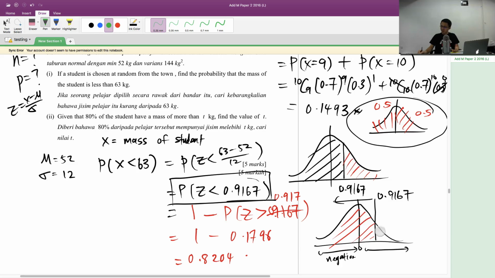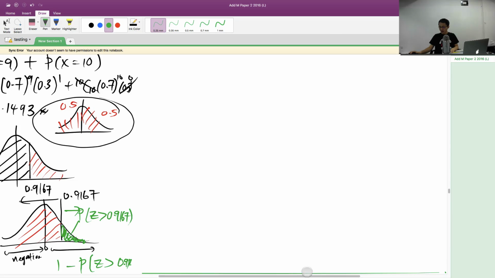So if the whole bell shape minus the green color part, actually you can get the red color part, isn't it? This is the logic. So the whole part I know is 1. In order to minus the green color part, I have to think how should I call the green color part here. Because if this line itself is 0.9167, I will say z is bigger than 0.9167. So that means 1 has to minus this thing, because it goes this direction, so it's bigger than 0.9167. Then you should be able to get the correct answer.